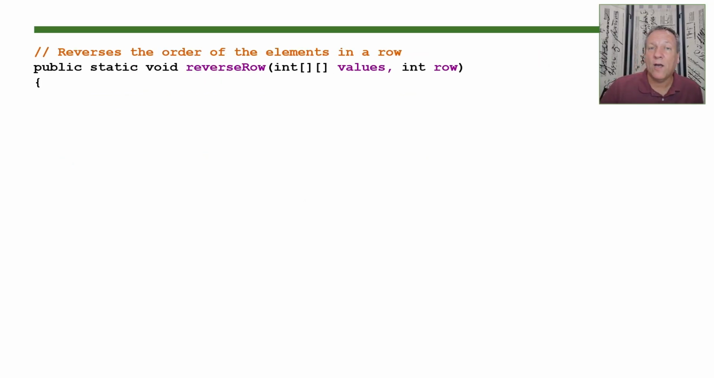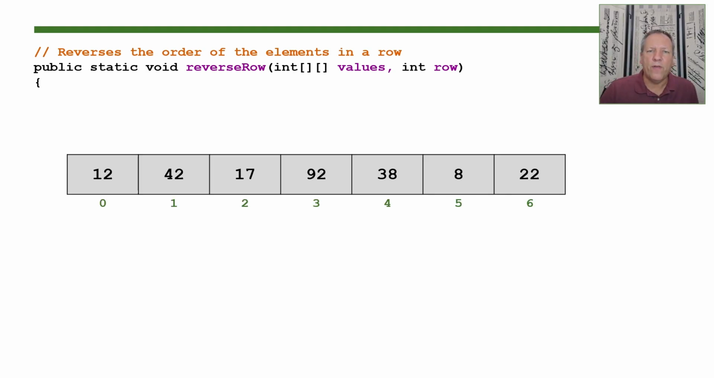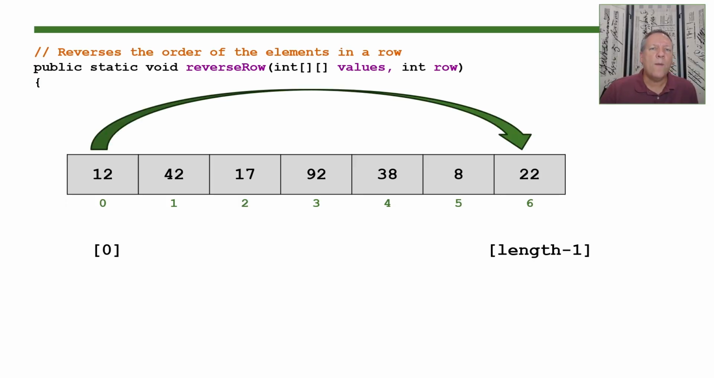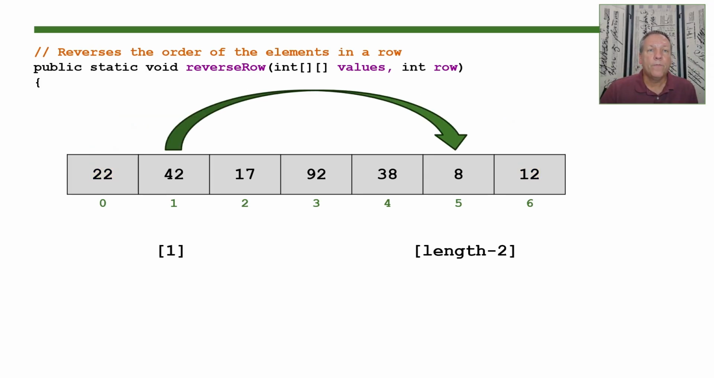Okay, for our last algorithm, we want to reverse the elements of a row. So let's look at how we could do that. Let's consider this row of integers that we want to reverse the order of. First, we'll swap the value at index 0 with the value at the end, which is really the row length minus 1. So now 12 and 22 are switched. Next, we'll swap the values at index 1 and index row length minus 2. So now 42 and 8 have switched.